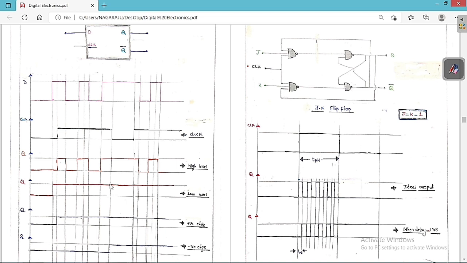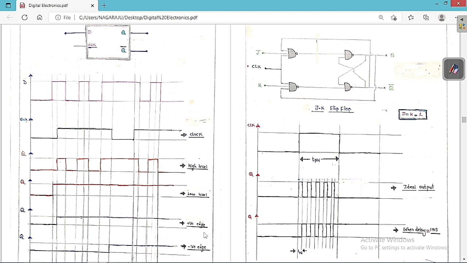But after that the clock is 0. Clock is 0 means it is active, so whatever the input, the same thing it is going to present. Up to here it is the same. Again the clock is high, which means it is in the memory state. Memory state means whatever the previous state, the same thing it is going to present. So this is the output that we are going to get for low level triggering.